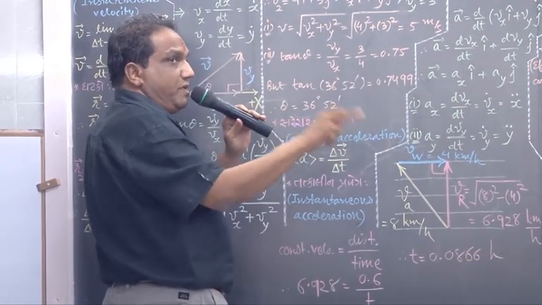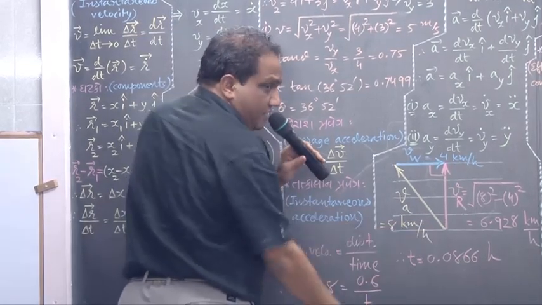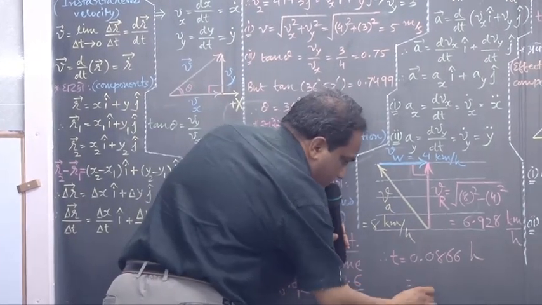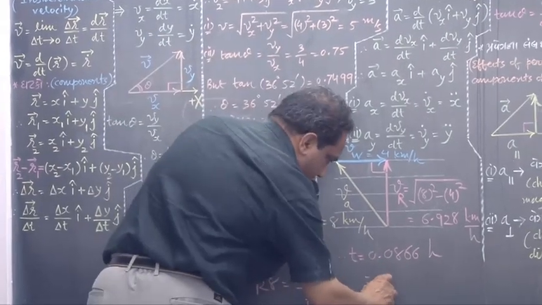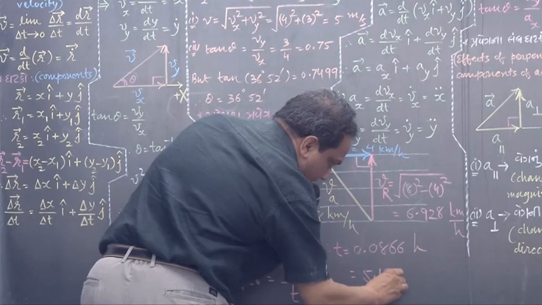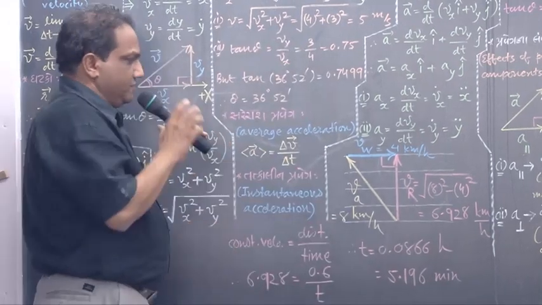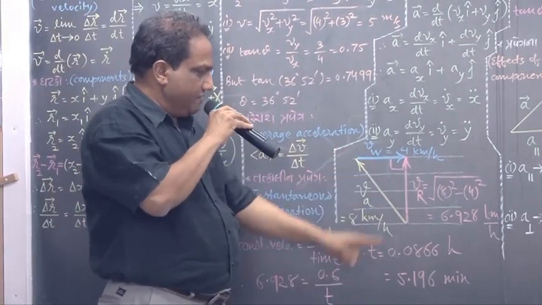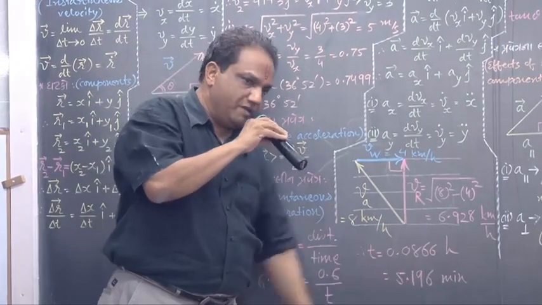Somebody is asking for this time in minutes. You know 1 hour is 60 minutes. So if you multiply this by 60, you will get the answer. How much? 5.196. This many minutes. Okay? Just draw this figure this way. Find out VR. Find out this time in hour and then in minutes.